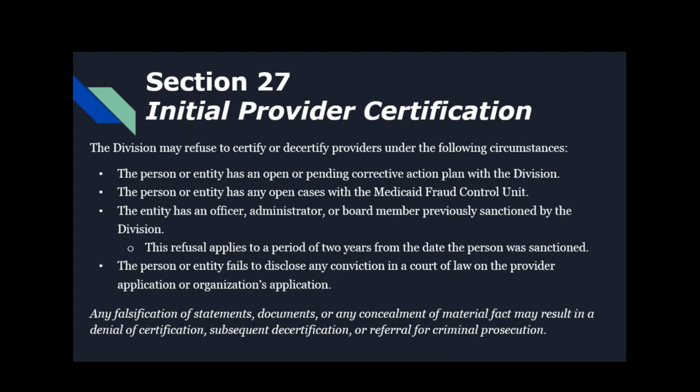Continuing on with Section 27, Initial Provider Certification, the division may refuse to certify or decertify providers under the following circumstances. The person or entity has an open or pending corrective action plan with the division. The person or entity has any open cases with the Medicaid Fraud Control Unit. The entity has an officer, administrator, or board member previously sanctioned by the division. This refusal applies to a period of 2 years from the date the person was sanctioned.